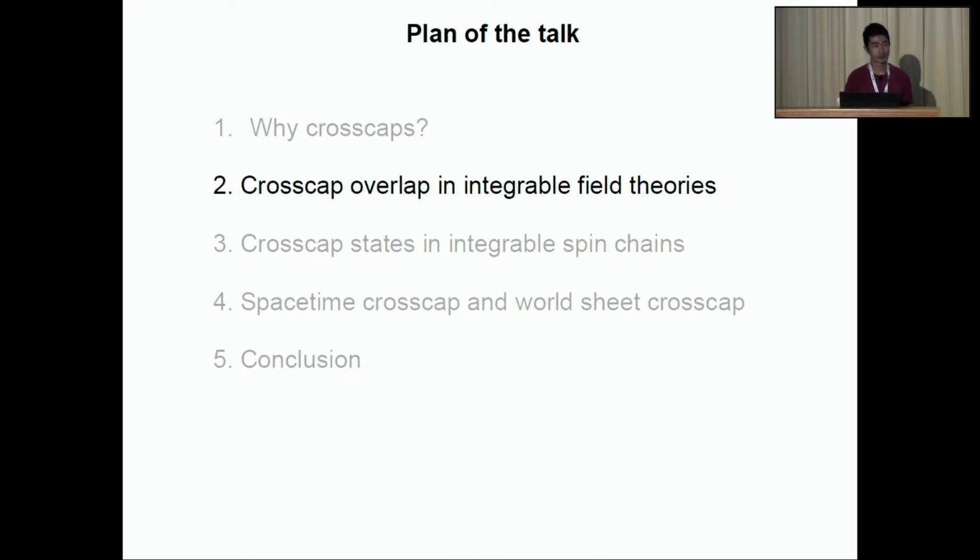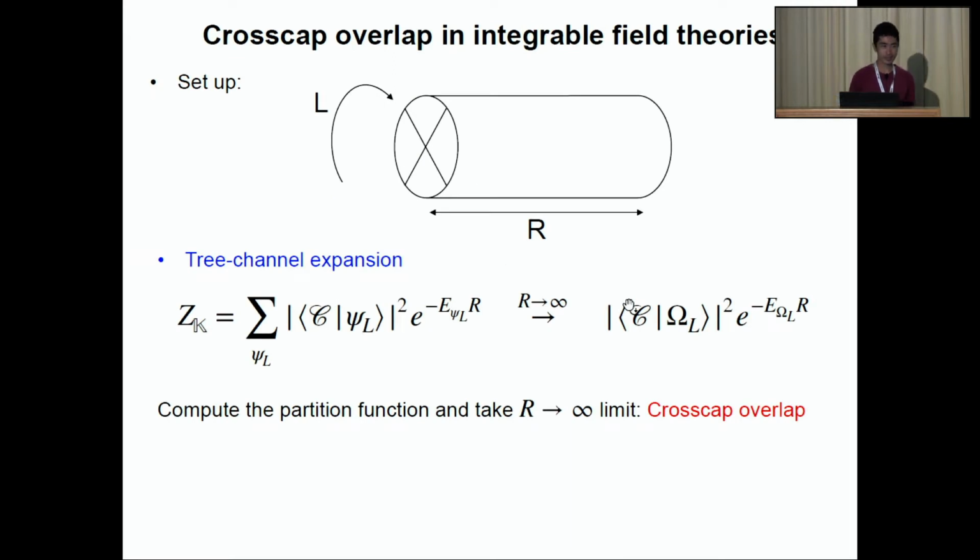Okay, so now let's talk about the crosscap overlap in integrable field theory. I'm going to explain how to compute it. The basic setup is this picture, which is a cylinder whose endpoints are capped off by two crosscap states. Although it might not be obvious, this is topologically the same as the Klein bottle. So let's analyze this Klein bottle partition function in two different ways.